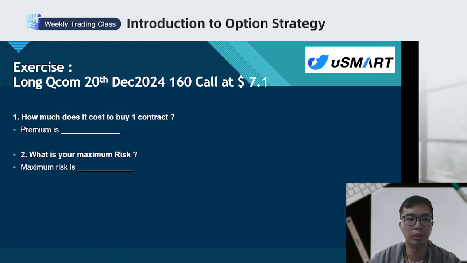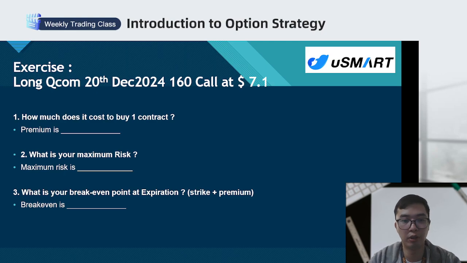Next, what is your maximum risk? Are you all still following me? Can anyone state what the maximum risk is in this case? If you understand call options, this should be no problem. Anyone can share their thoughts and type in the chat box. Alright, the maximum risk is the same as the premium. As a buyer in options, your maximum risk is only 7.1 times 100, which is $710.